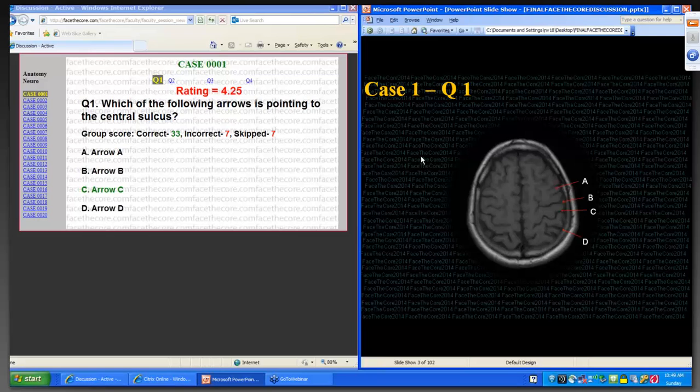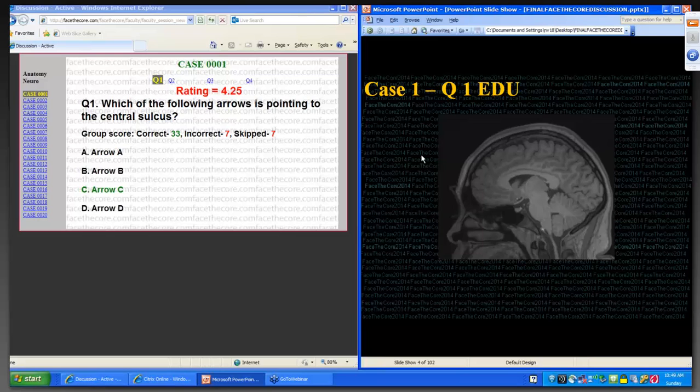So good, the majority of the people got that question correctly. It's also nice to be able to identify the central sulcus on the sagittal projection, and sometimes I use this as well. Here on the sagittal image in the midline, you know that this is the corpus callosum. The sulcus immediately adjacent to that is the callosal sulcus.